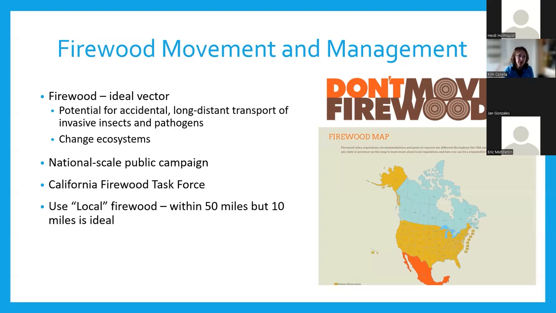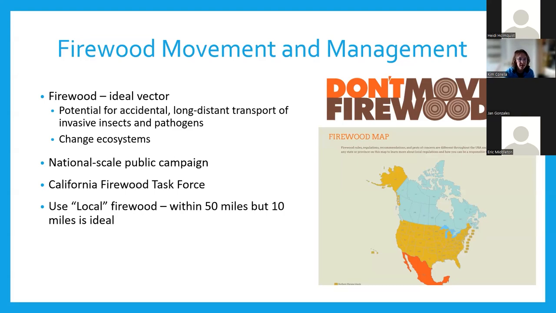When these are introduced, they change ecosystems. And so there's been a lot of effort to educate the public about not moving firewood. There's a national campaign, Don't Move Firewood, seen on the right here. California has a firewood task force, and really they're trying to promote the use of local firewood. You really don't want to move it.